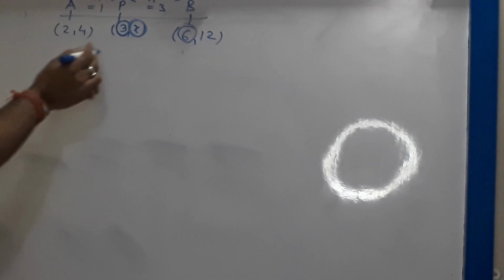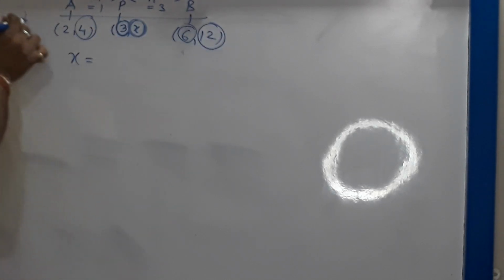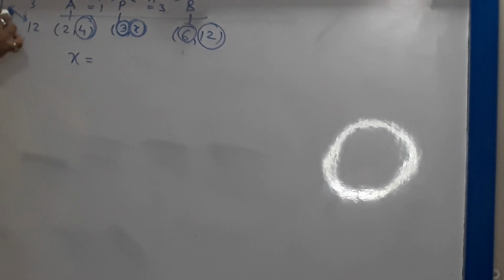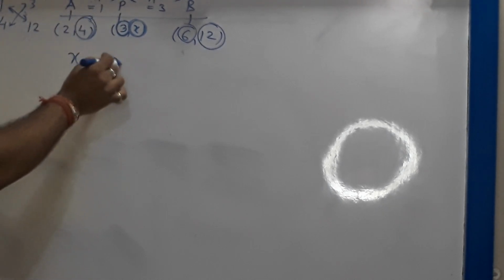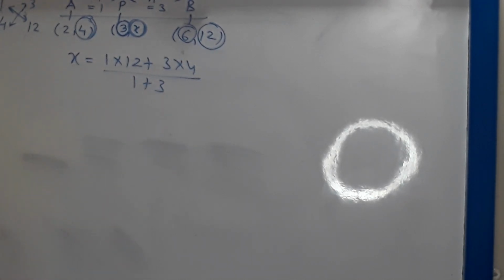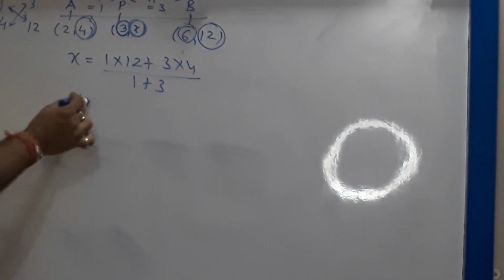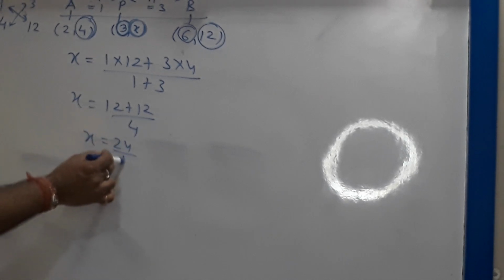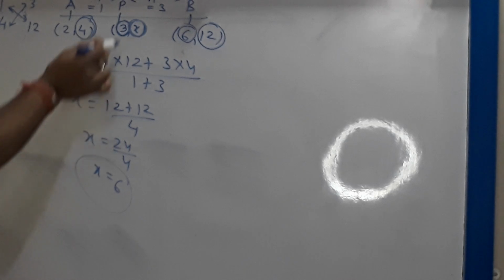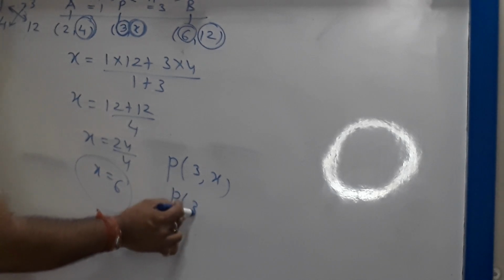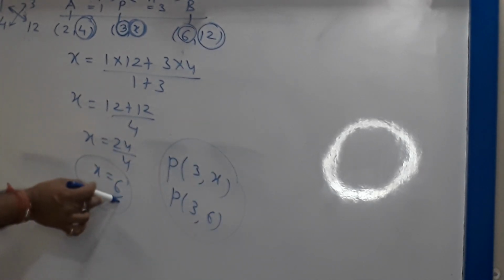So x is equal to, now I will consider the second coordinate of both the points. With m as 1 and n as 3, and second coordinates 4 and 12, cross multiply. So that will be (1 into 12 plus 3 into 4) upon (1 plus 3), that is upon m plus n, the section formula. So x will be 12 plus 12 upon 4, x will be 24 upon 4, x will be 6. The value of x is 6. So the coordinates of P are (3, x), that is (3, 6).